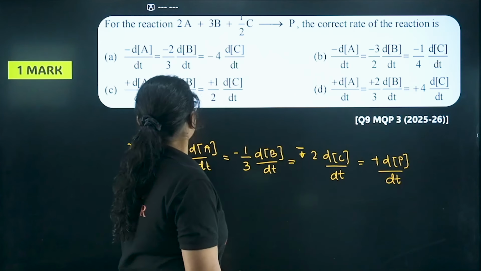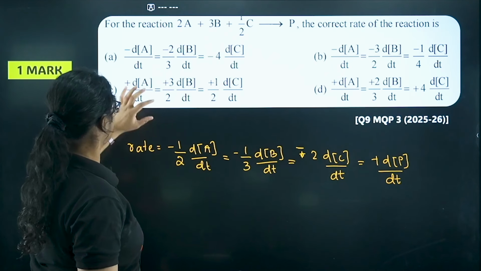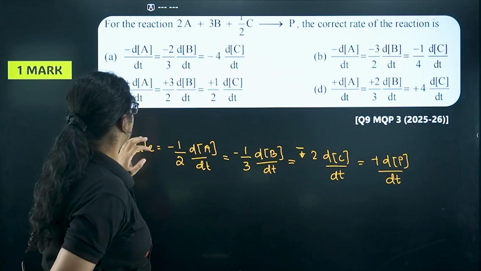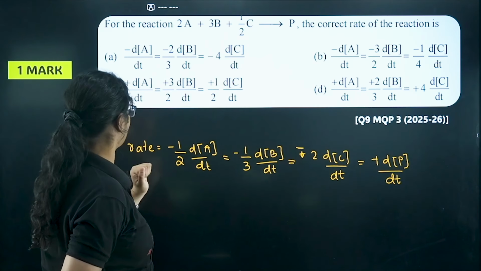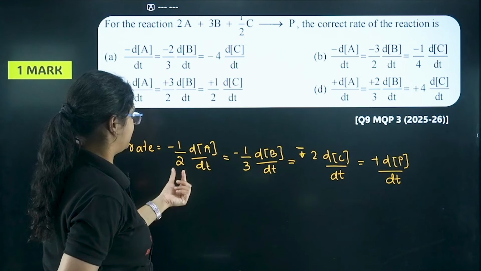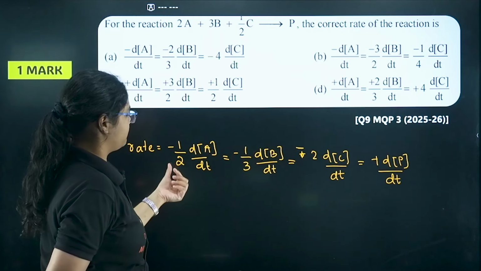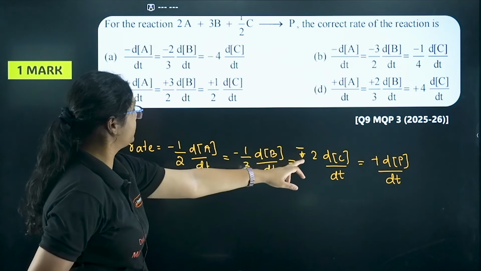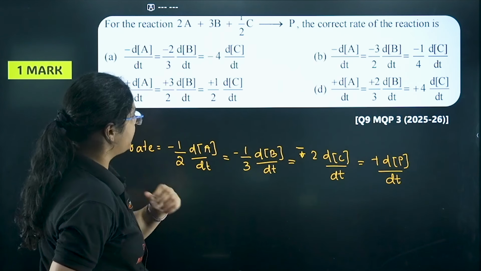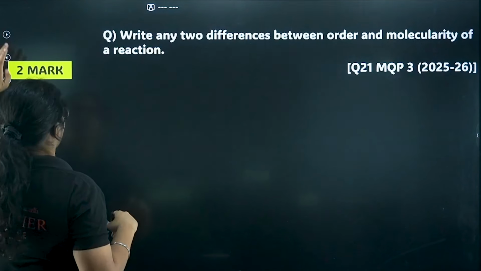Now let's see, in all these equations we have minus dA by dt. So I think you can just check the first and second option. If I take minus dA by dt and multiply, it will be minus 2 by 3 of dB by dt, and if I multiply this 2 here, then I will get minus 4 dC by dt, right? So yes, option A itself is the correct one. So here A will be the answer.